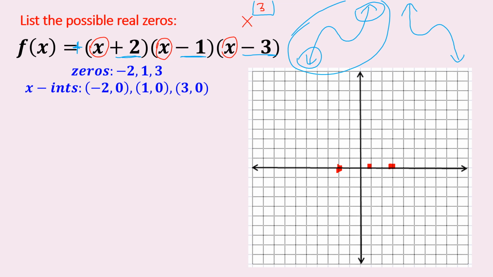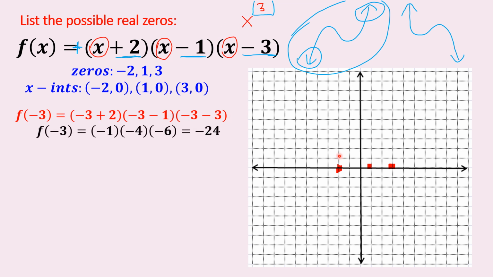Let's say we start by plugging in a number to the left of this zero. I'm just going to go 1 to the left, so I'm at -3 here, and I want to see where on the y-axis that point would be. I'm going to plug in -3 for all of these x's. You can see that written out here, and then I'm going to simplify it. I get -24. So over here, it drops really fast into negative territory, heading towards the end behavior, toward negative infinity.